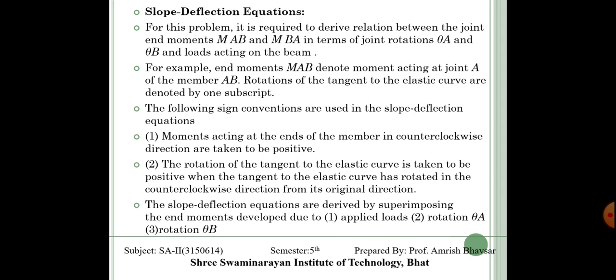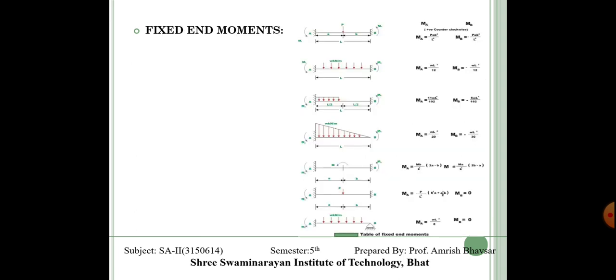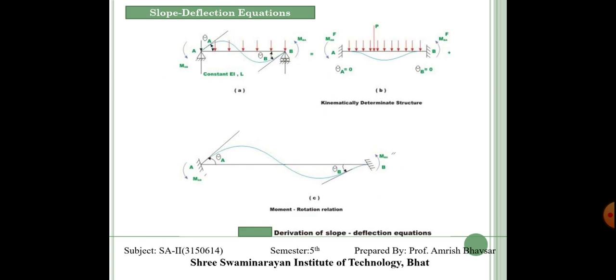Now, the slope deflection equations are derived by superimposing the end moments developed due to, first, the applied load, then rotation of support A and rotation of support B. So in the slope deflection method we must first find the fixed end moment, and we have studied the whole chapter of fixed beams. From there we can get the fixed end moment, and we have the specific equation for the end moment. It depends upon the type of load. Here we have some standard cases of fixed end moment. We must memorize these equations. Without these equations we cannot get the fixed end moment, and it is the first step of the slope deflection method.